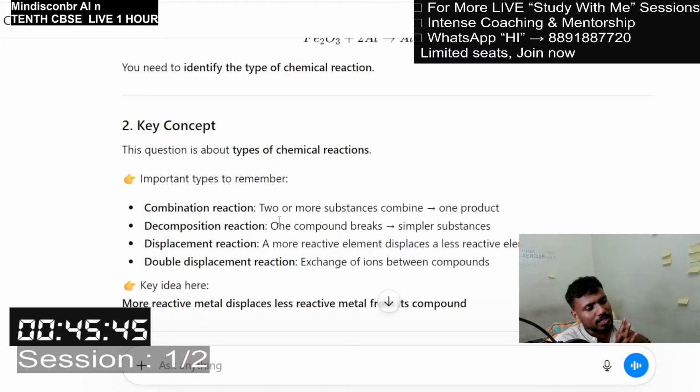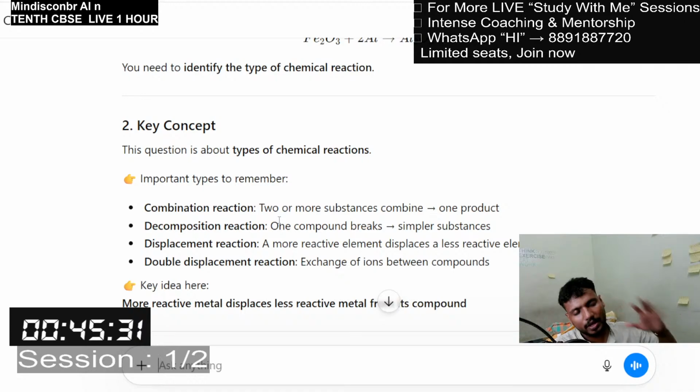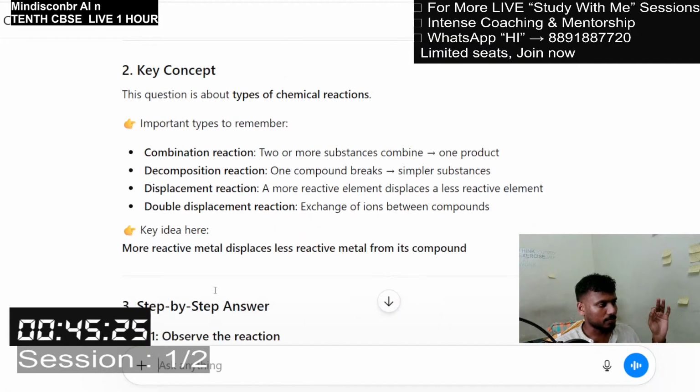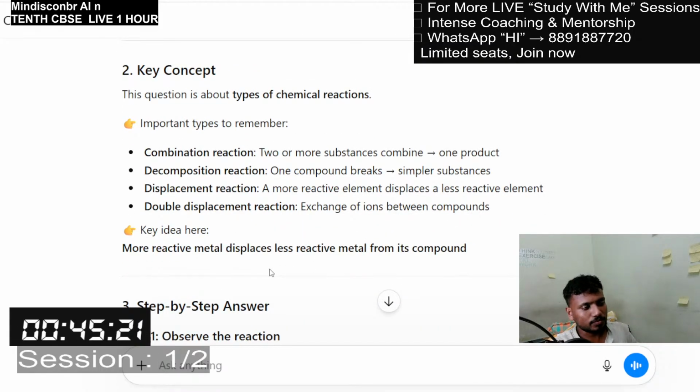And what are displacement reactions? A more reactive element displaces a less reactive element. We have studied this earlier. Double displacement reactions are those reactions in which exchange of ions occurs between the compounds. Key idea: a more reactive metal displaces a less reactive metal from its compound.